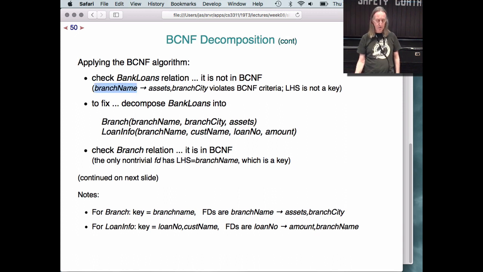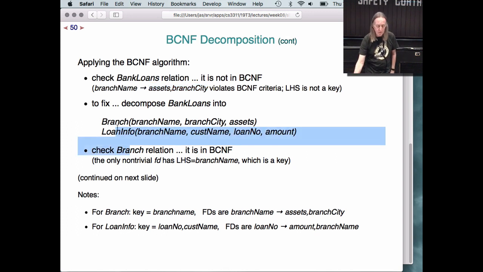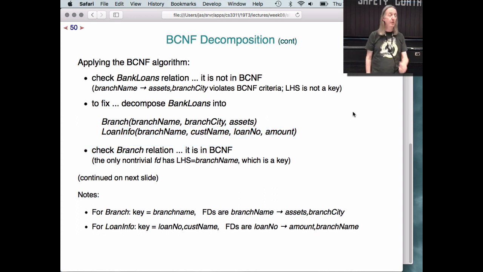So what we need to do is decompose. We create a table based on those attributes, which is that one there, and we create another table which is the original table without these two attributes. So that gives us that table there. And I've made up some sensible names for the new tables. So the bank loans table no longer exists. What we now have in the database schema are those two tables.